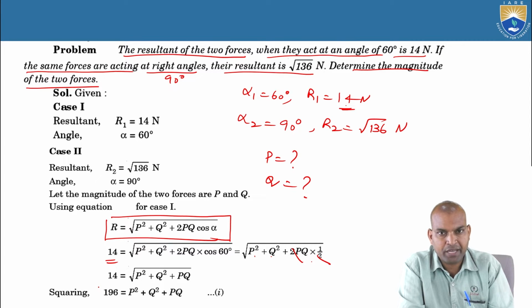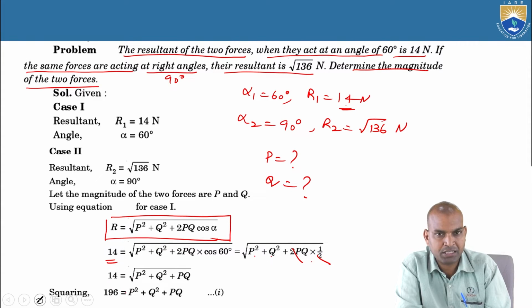Squaring both sides, 14 whole square equal to P square plus Q square plus PQ, so the square root and the square cancel, and 196 equals P square plus Q square plus PQ.